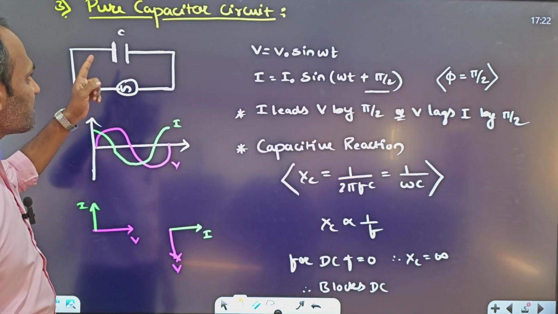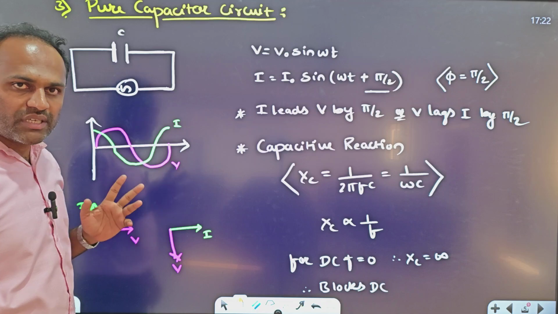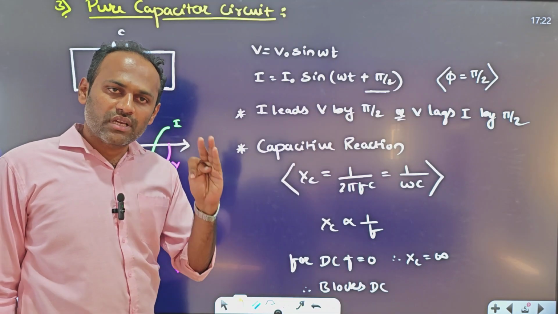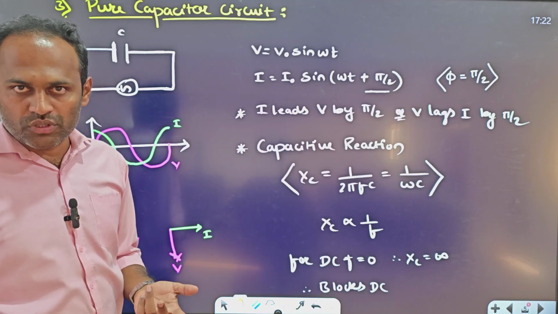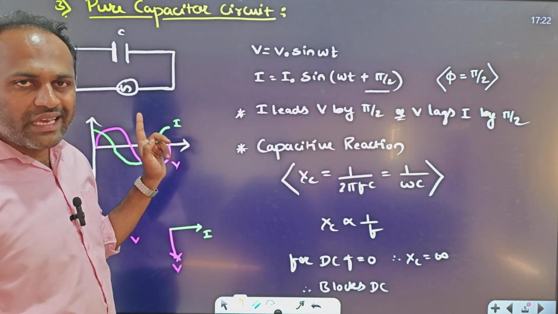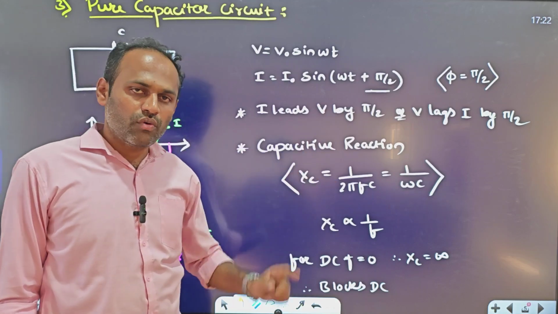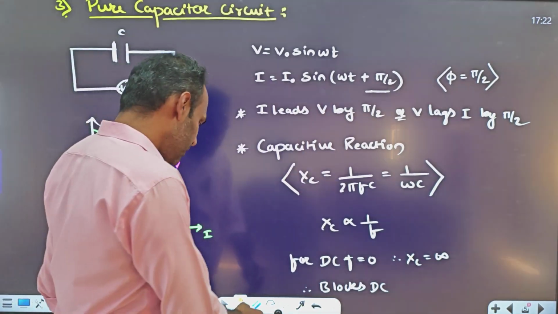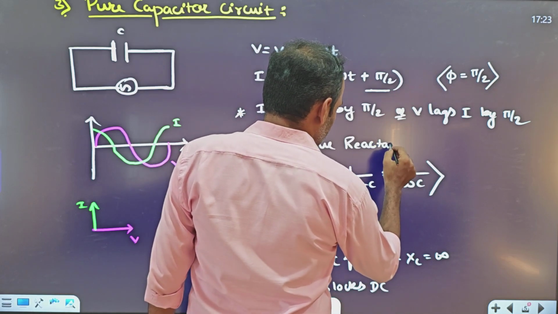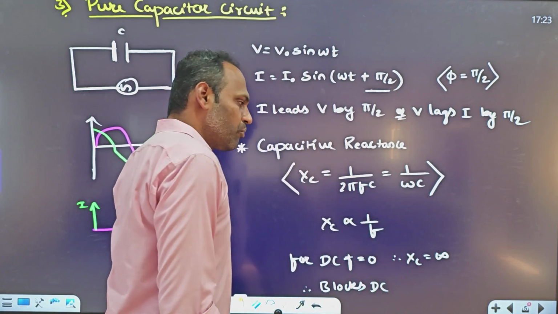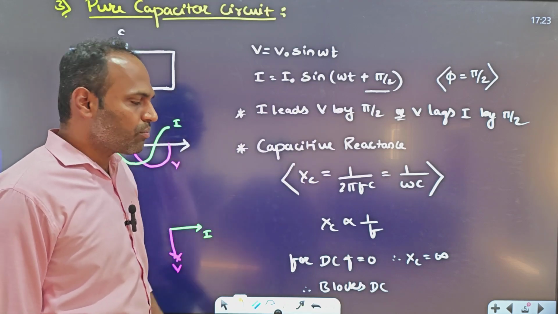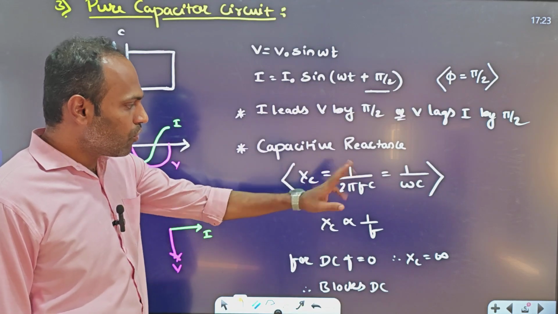Next, this capacitor will be opposing AC. Resistor will oppose, inductor will oppose, capacitor will oppose, they all oppose. It depends upon the frequency. The opposition offered to AC by the capacitor is given by capacitive reactance. It is not reaction, it is capacitive reactance. Capacitive reactance is the opposition offered by the capacitor to the flow of AC. Capacitive reactance XC is given by 1 by 2 pi FC, or 1 by omega C.